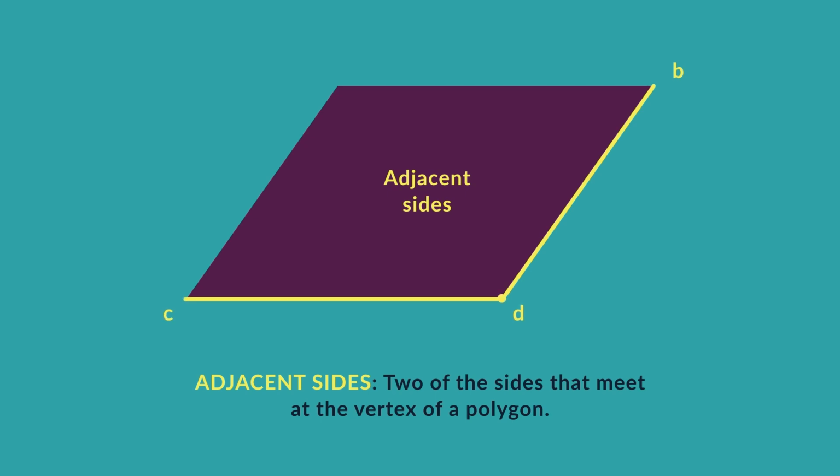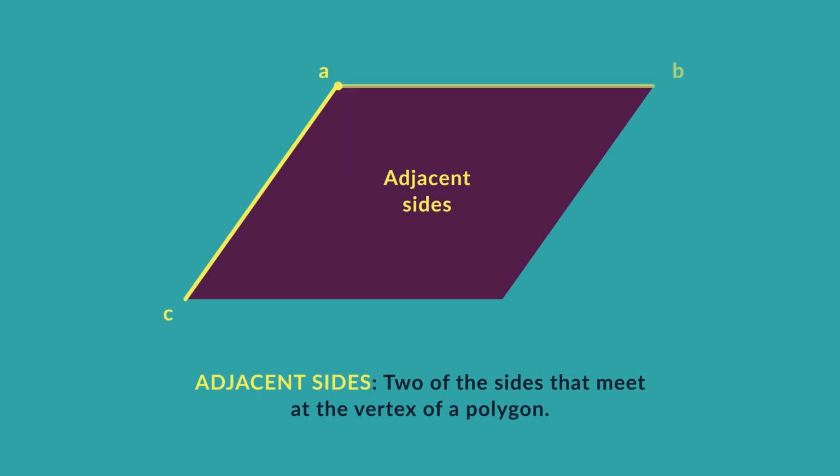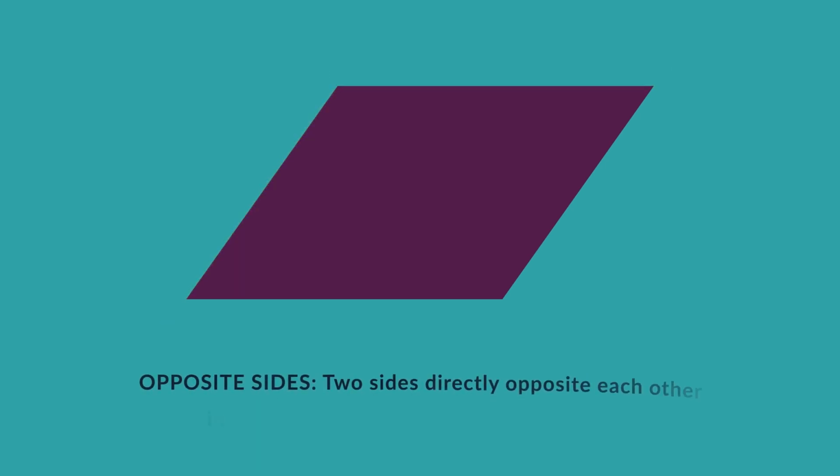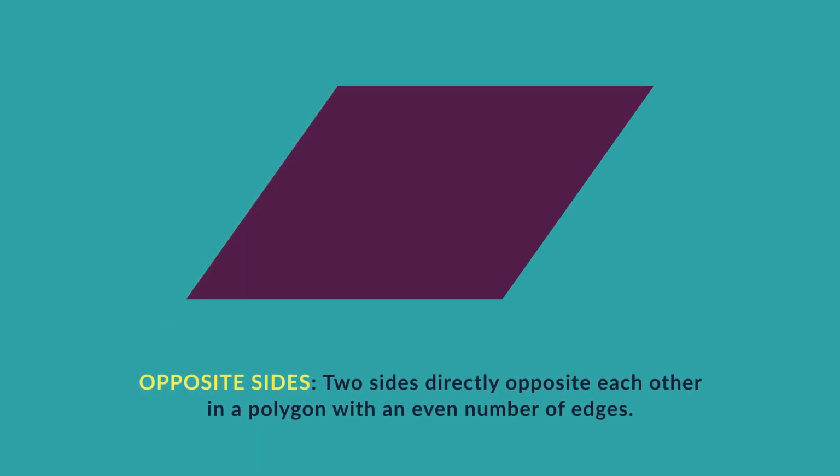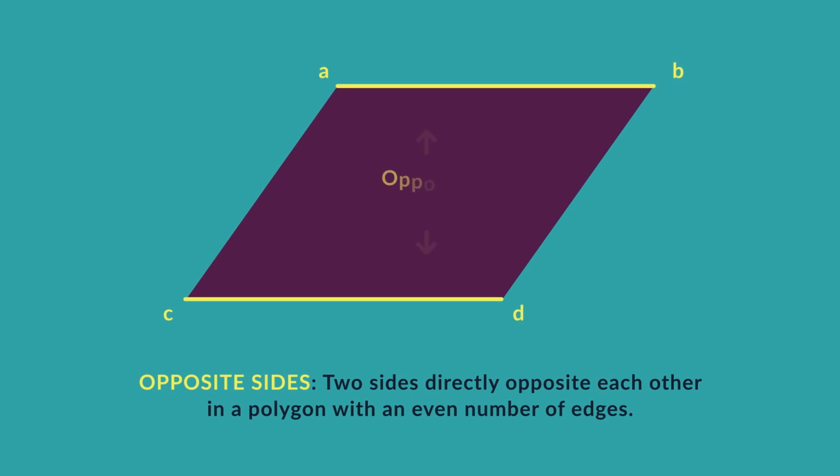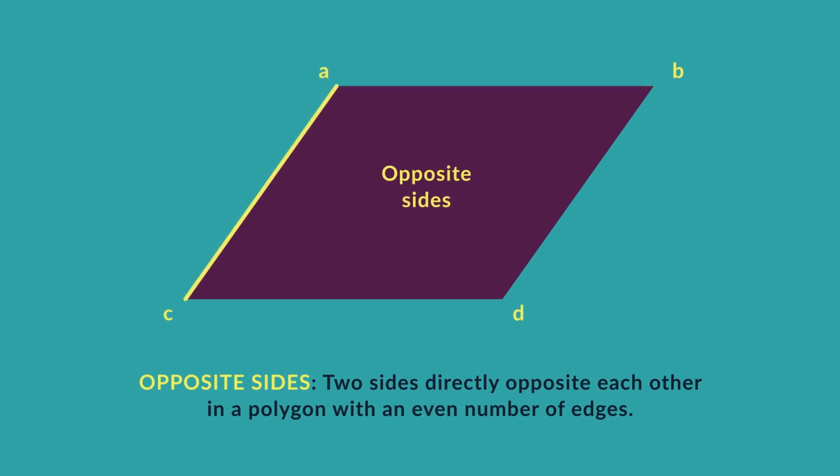BD and DC are also adjacent sides, as are DC, CA, and CA, AB. Opposite sides are directly opposite each other. Here, AB and CD are opposite sides. AC and BD are also opposite sides.